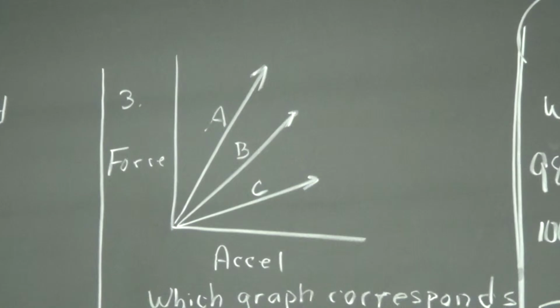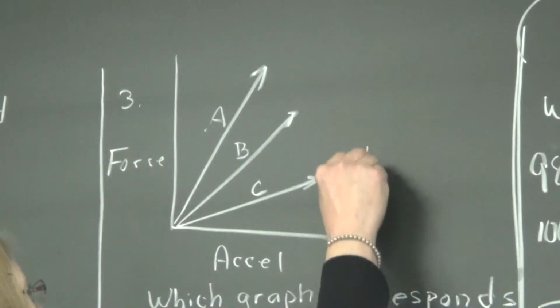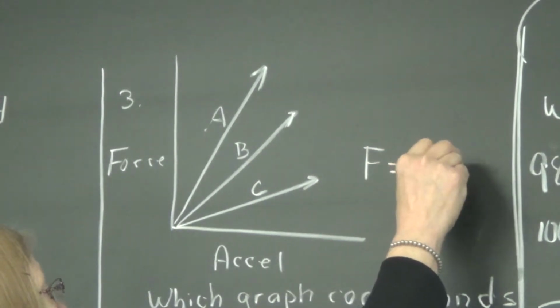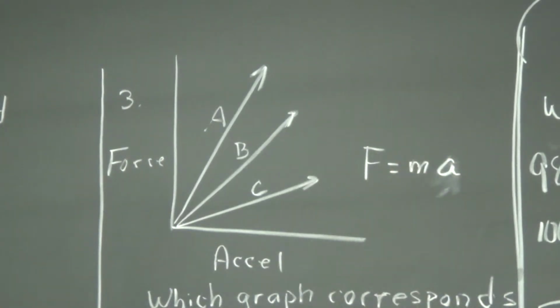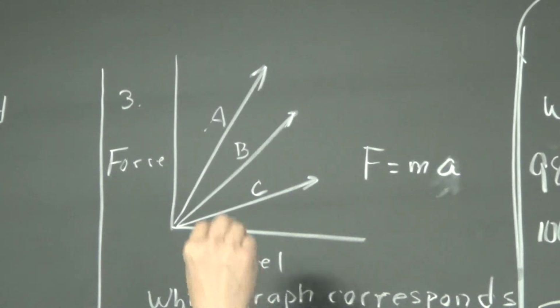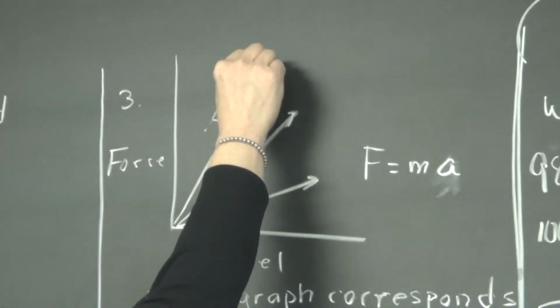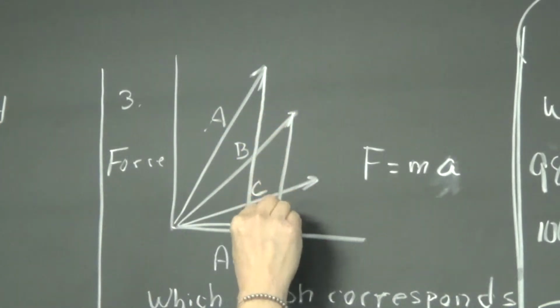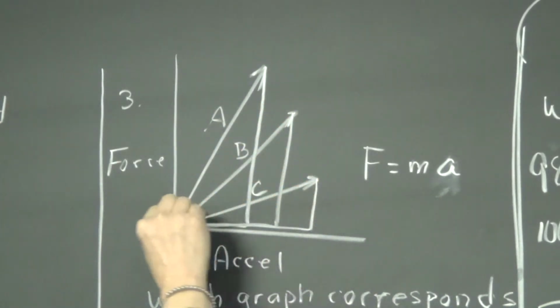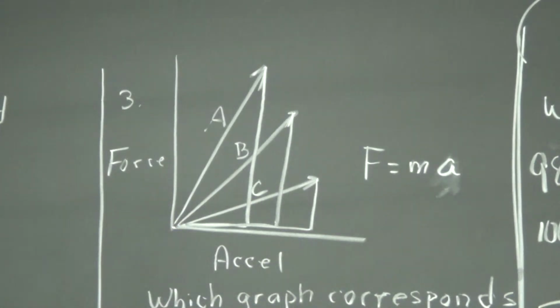And why? Because I set up the equation: force equals mass times acceleration. There's many ways you could look at this. So A, if you make like your triangle, the acceleration is smaller than any of the other ones. You made a triangle, went like this, and then like this, and then like this. And so the acceleration for A is the smallest out of all of them.